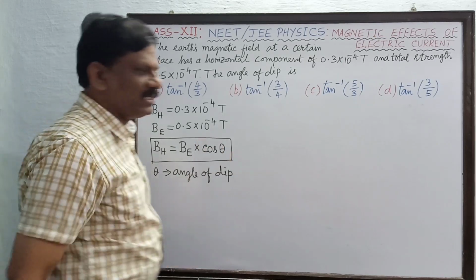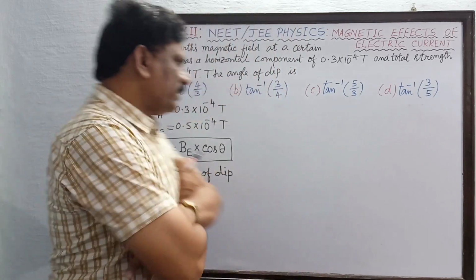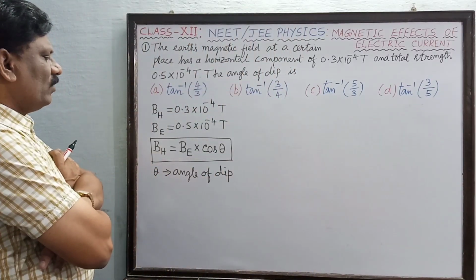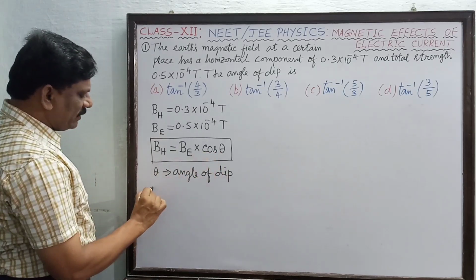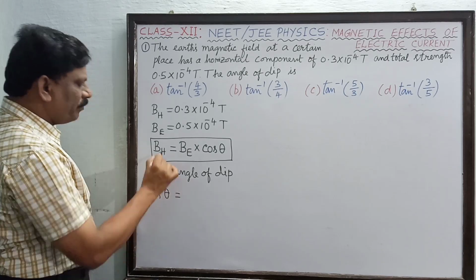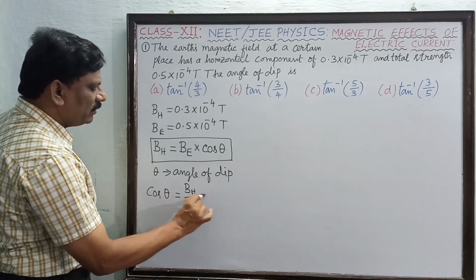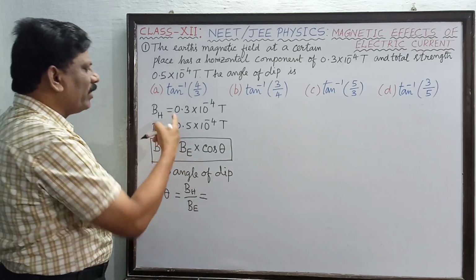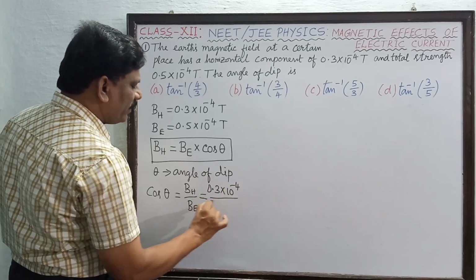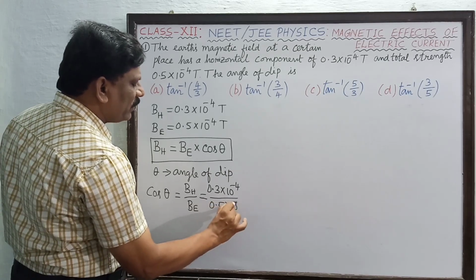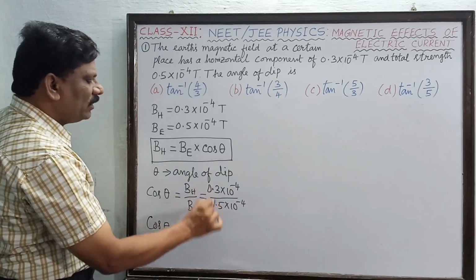So first we must write this step. We have to determine θ. So for this what I am going to do is substitute and find the value of cos θ first. So cos θ is now equal to BH divided by BE. What is the horizontal component? BH is 0.3, so this is 0.3 × 10^-4 divided by 0.5 × 10^-4. So cos θ is now equal to 3 by 5.